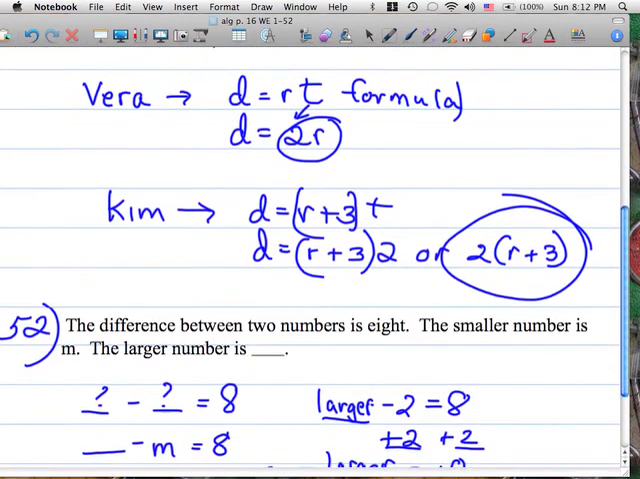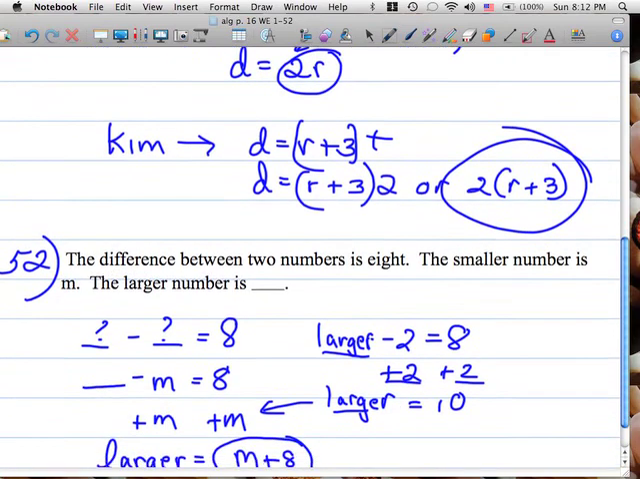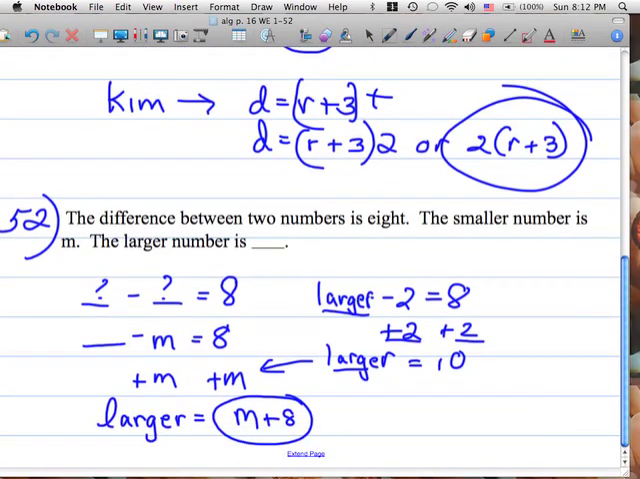52 says the difference between 2 numbers is 8. The smaller number is M. How do you find the larger number? So something minus something equals 8. And if we let m stand for the smaller number, then we would add m to both sides to get the bigger number. So the larger number is m plus 8. And you can see, if I wanted to know what the larger number would be here, so I could take away 2 to get 8, I would add 2 and find out it was 10. So we always take the smaller number, and add 8, and we would get the larger number.